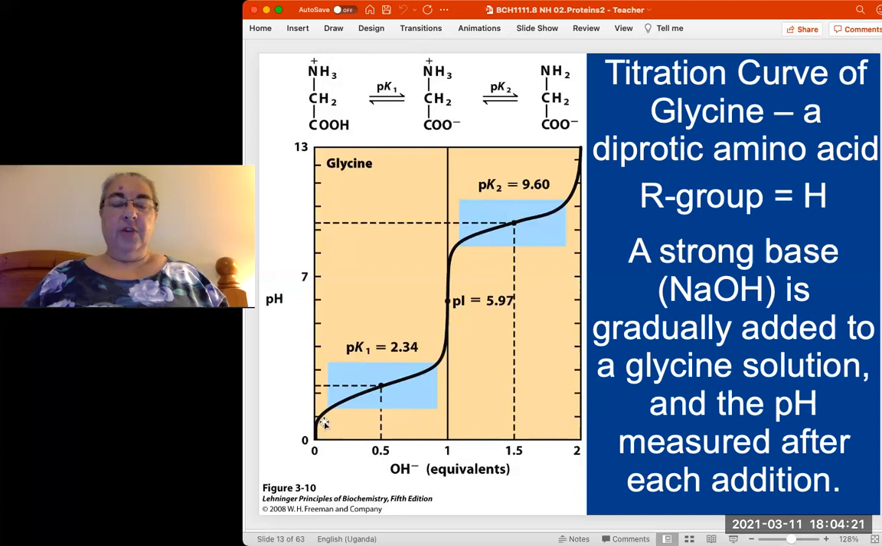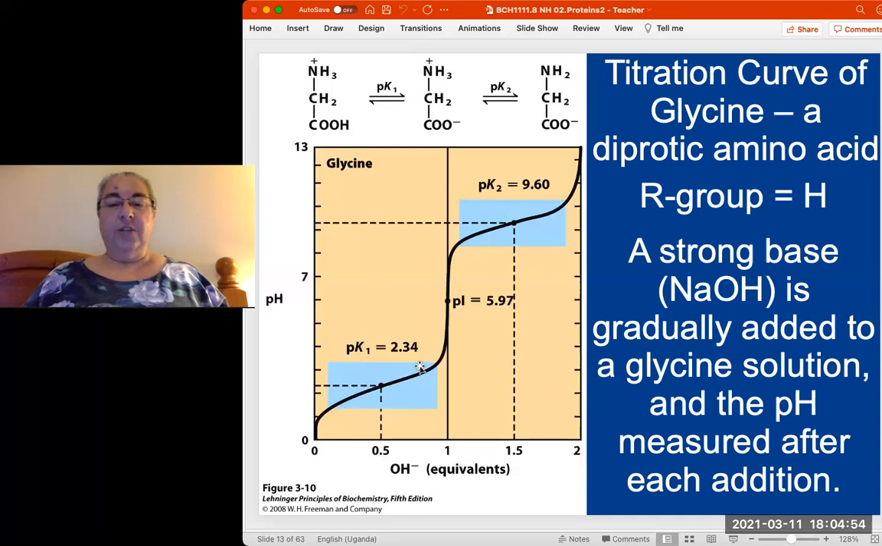So this titration curve is taking a solution of glycine at a strongly acidic pH and adding a strong base to it in small drops at a time. Perhaps some of you have carried out this sort of science experiment in chemistry and measured the pH after each addition. And this is how we find out about buffering.